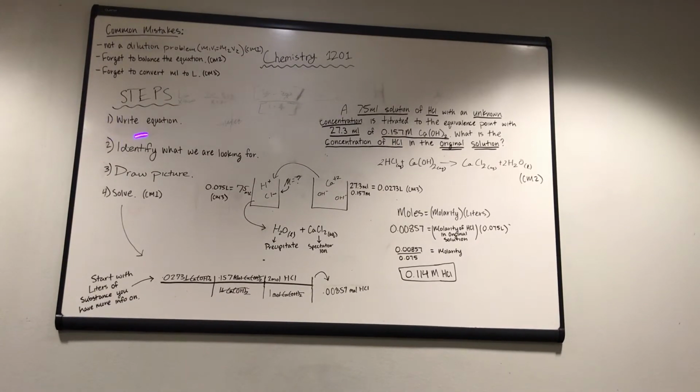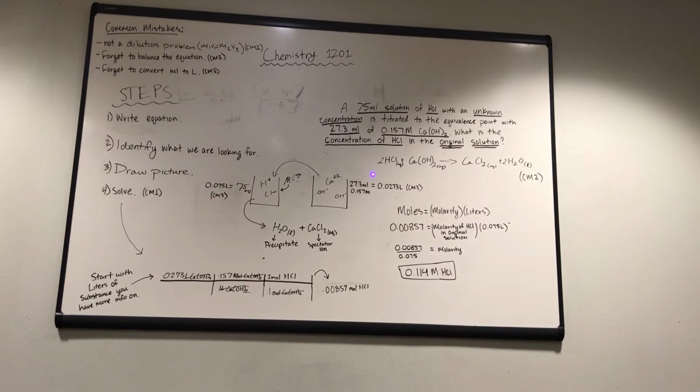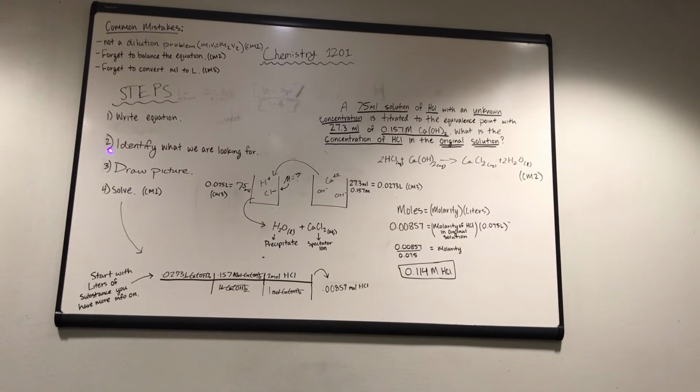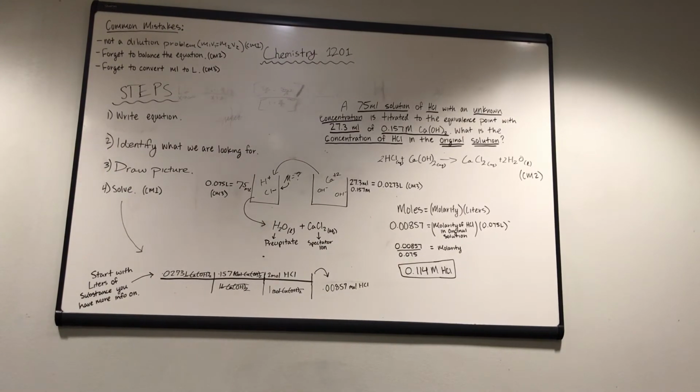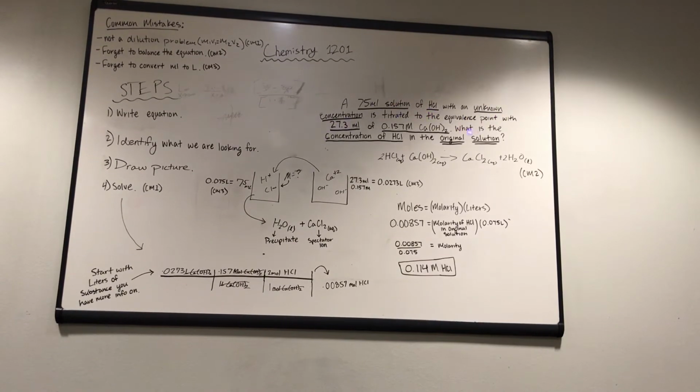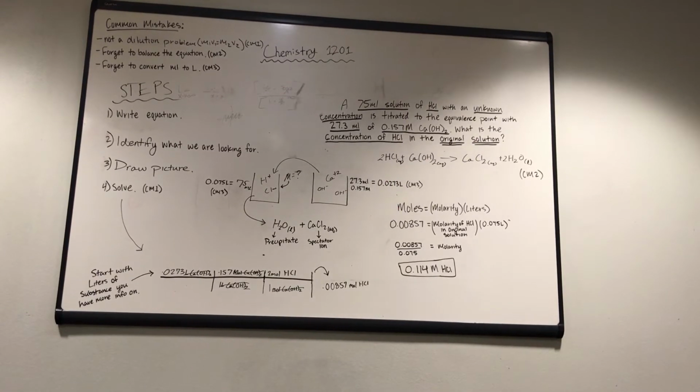Our first step is to write the equation. So as you can see right here, we have the equation that is balanced out that we can use to solve the problem. Our second step is to identify what we're looking for. And what we're looking for is the unknown concentration of HCl. So we're trying to find the concentration of HCl in the original solution, not the titrated solution.